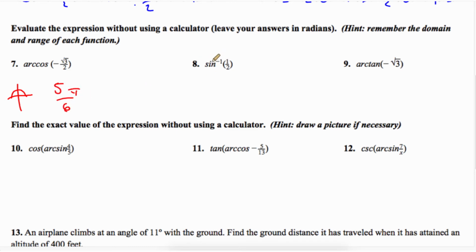For number 8, we're looking at the inverse sine of 1/2. Inverse sine, remember, we're looking at the right half of the unit circle. This is a positive value, so I'm going to look at quadrant 1. That ends up being the angle pi over 6.